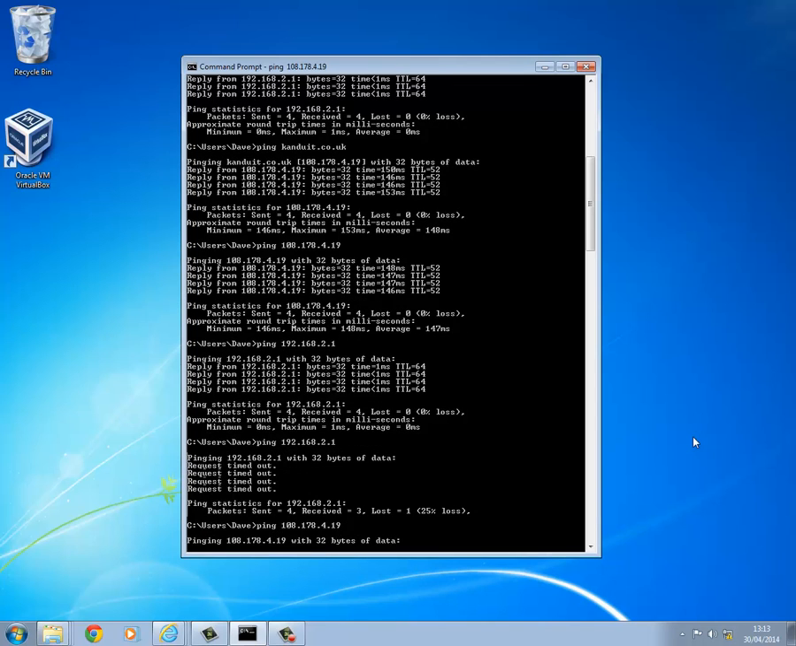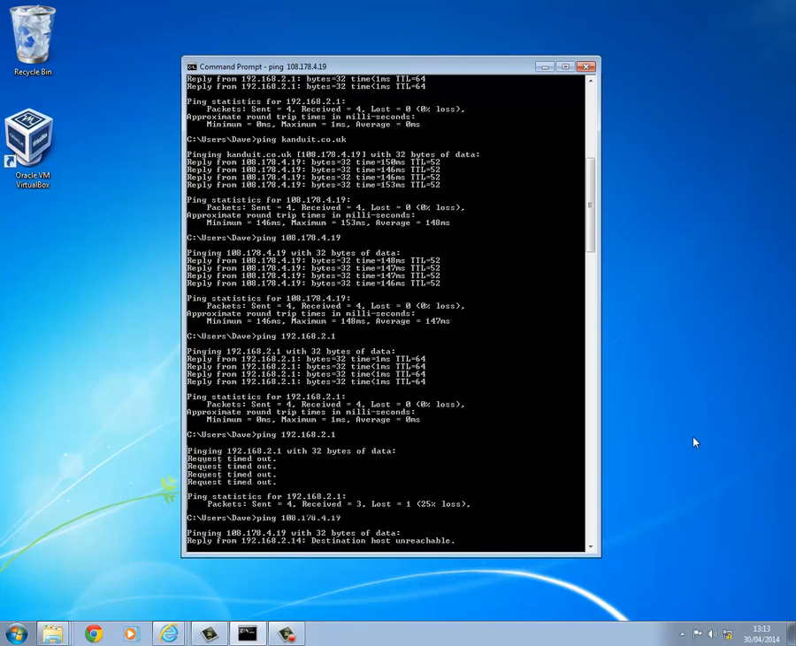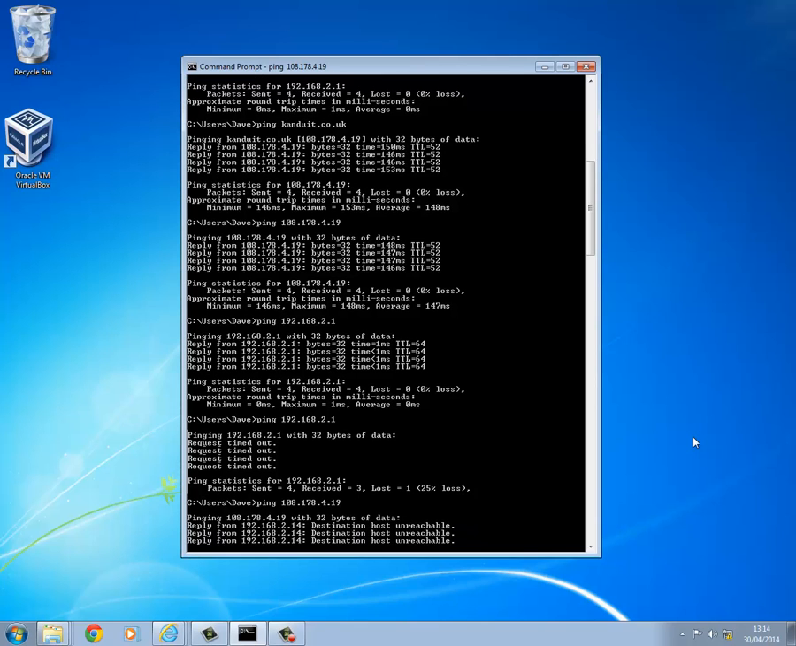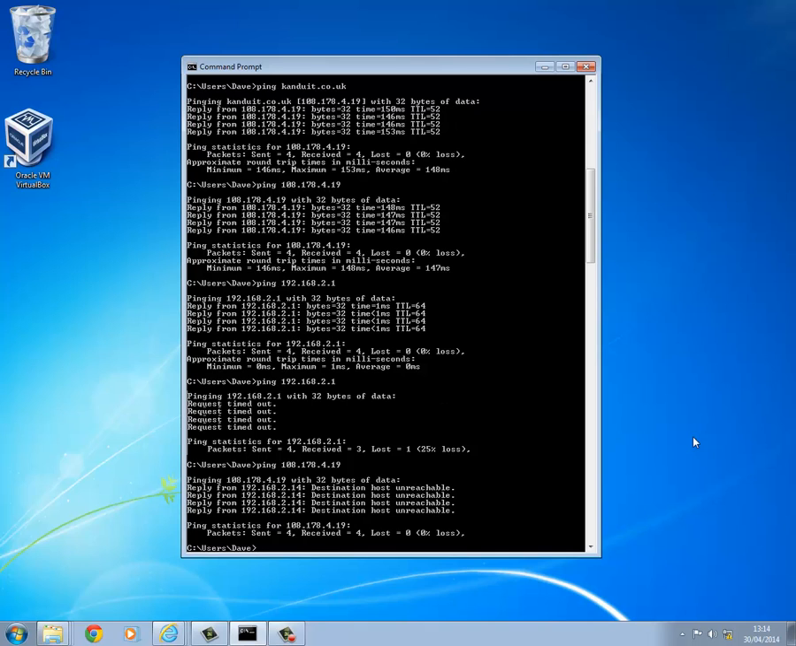Notice the message here is slightly different. First, the reply is from 192.168.2.1.4. Remember, this is our host address. And also notice the message "destination host unreachable". Both messages confirm ping is not possible at this time, but they have different meanings. Request timed out means that the path to the host is available, but the host itself is not responding to the ping.